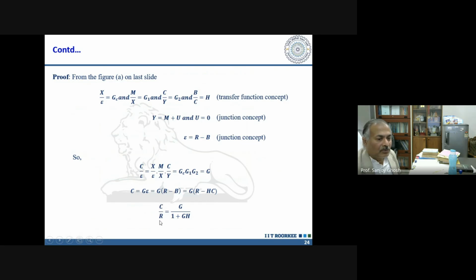C is the output, R is the input. That means how the output responds to a change in the input. Say for example, the set point of a water bath is suddenly changed from 30 to 35. How will the output change? The C by R ratio is important. This is your transfer function, G by 1 plus GH. G is the product of all the transfer functions: the controller transfer function, G1 the final control element transfer function, and G2 the process transfer function. All of these come together in G, and H is the sensor transfer function.